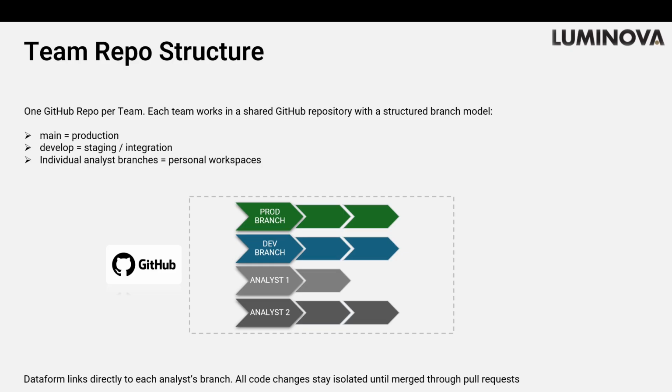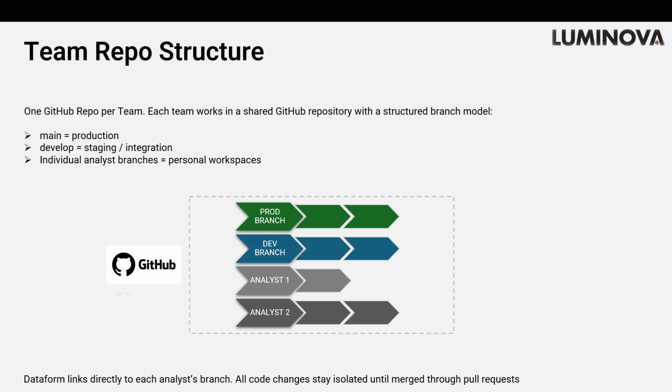One branch called main, which we refer to as production. One branch called develop, sometimes shortened to just dev. And a set of individual analyst branches, one per person. GitHub calls it main by default, and we'll treat that as your production branch across this course.